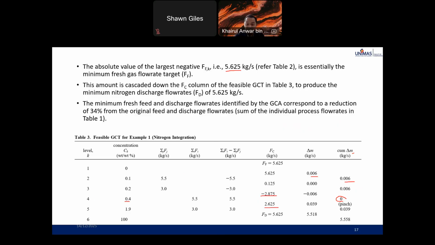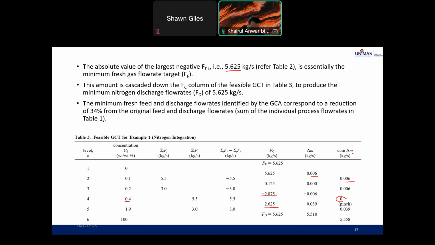It's zero because of the pinch. This is the concentration of the pinch. This is the pinch. So based on this, the fresh feed required is 5.625.